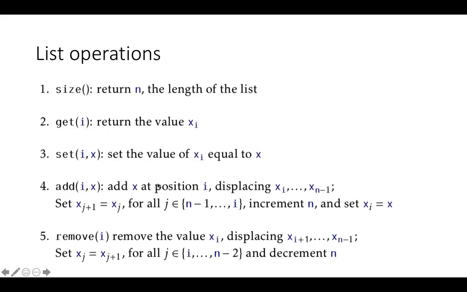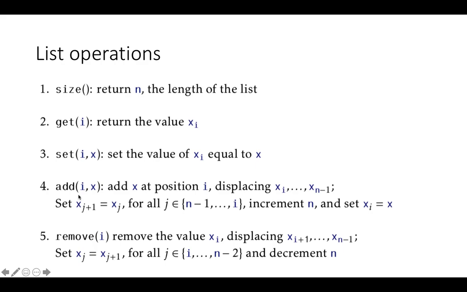So the list operations: the first operation is size. It will return n, the length of the list. How many elements do I have in the list? The operation get i returns the value of x_i, the value of the element in the index i. And set i, x changes the value in the index i to be x.